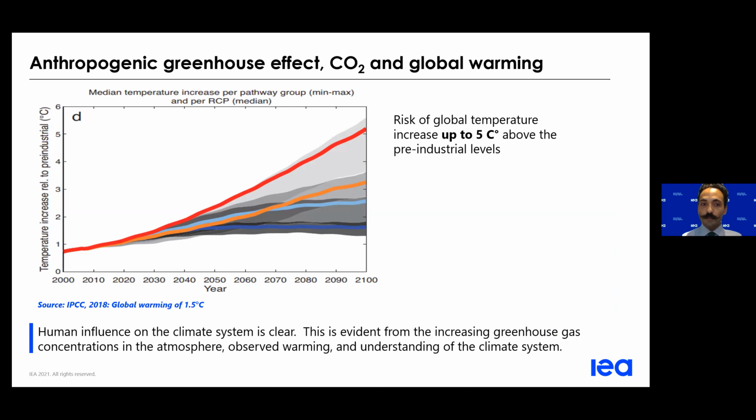Today it's the scientific consensus globally that anthropogenic activities have resulted in this increase in the global mean surface temperature. This is a graph from the IPCC special report on global warming of 1.5 degrees C. You can see different pathways, but what's important is that the global mean surface temperature can increase up to 5 degrees C compared to pre-industrial levels if the current trends continue and no significant action is taken.